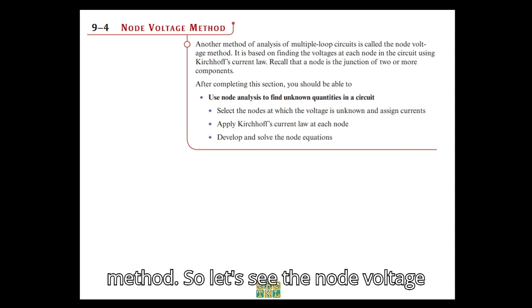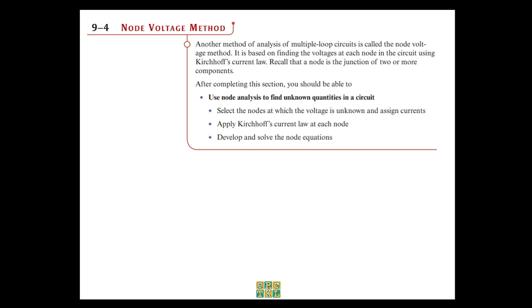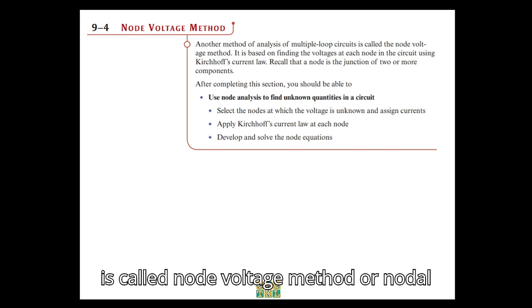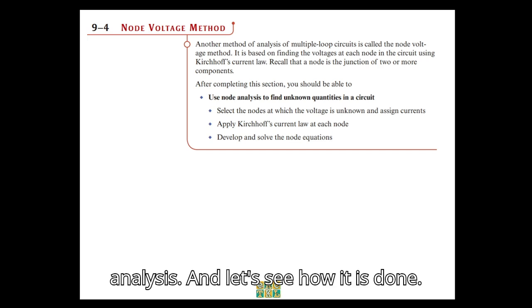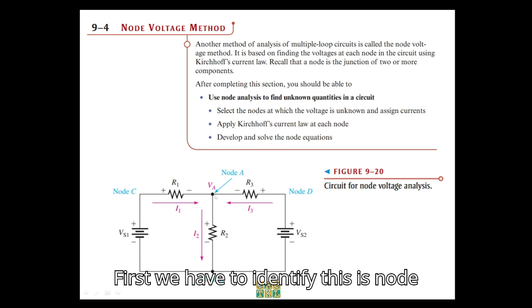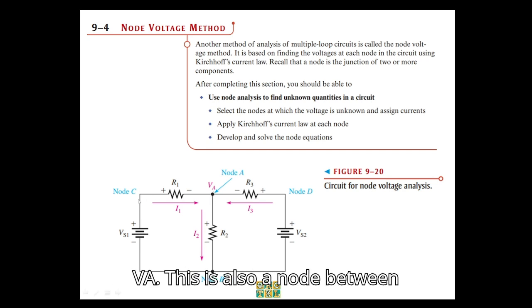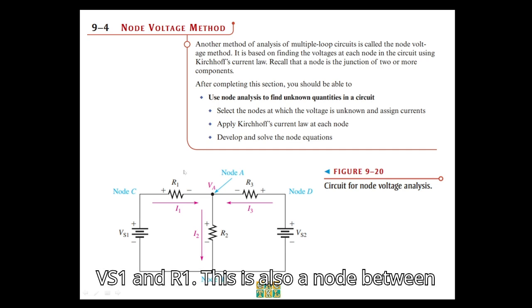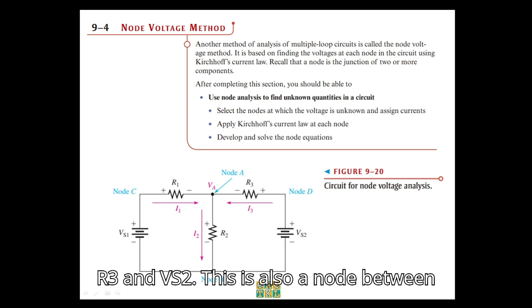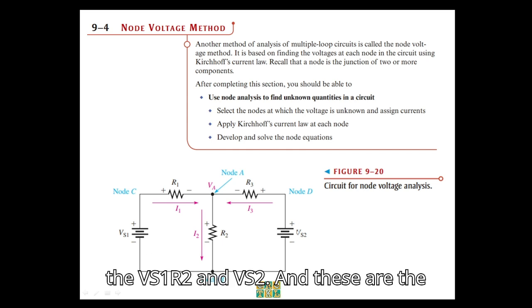So let's see the node voltage method. This is another method of analysis for multiple loop circuit. This is called node voltage method or nodal analysis. And let's see how it is done. First, we have to identify this is node VA. This is also a node between VS1 and R1. This is also a node between R3 and VS2. This is also a node between the VS1, R2, and VS2.